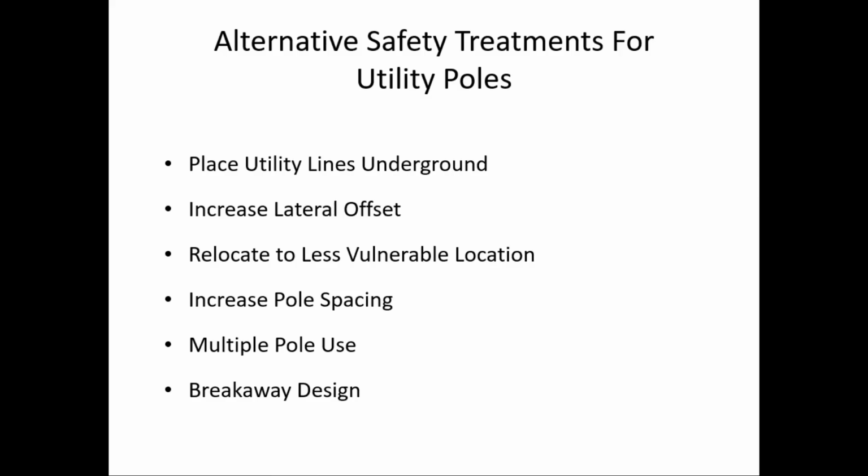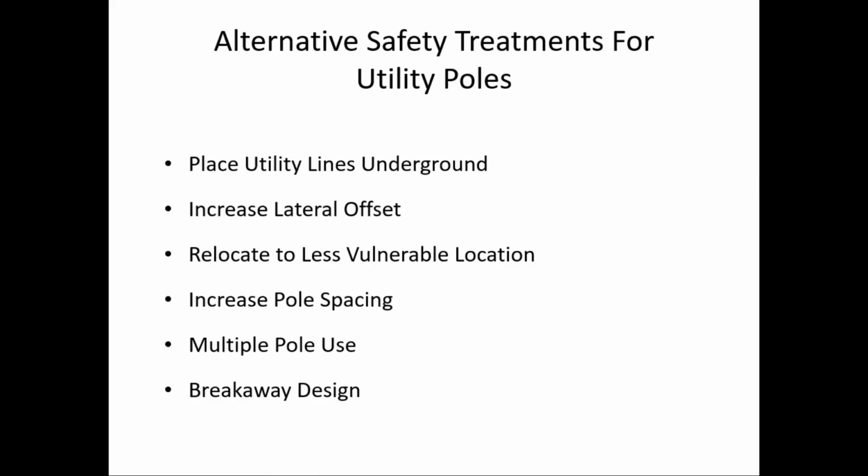If possible, maybe increase the lateral offset, especially say in a curve, which relates to the third one there, relocate to less vulnerable locations. So maybe in a curve, if you can do it, maybe move the pole to the inside of the curve rather than on the outside of the curve, which is a more vulnerable location. And of course, many of these, or all of these, obviously need to have the cooperation of and coordination with the utilities as well.